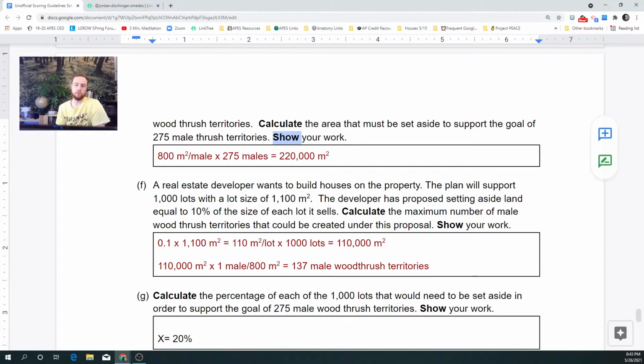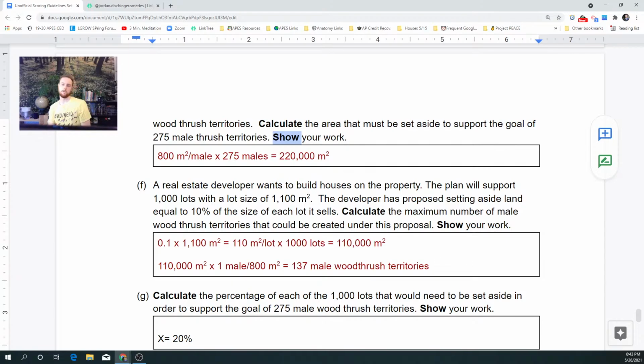That means the developer is willing to give up 110 square meters of each lot, and each lot is 1,100 meters squared. That's how we got 110: it's 10% of 1,100. We multiply that by 1,000 lots, and we are now at 110,000 meters squared.